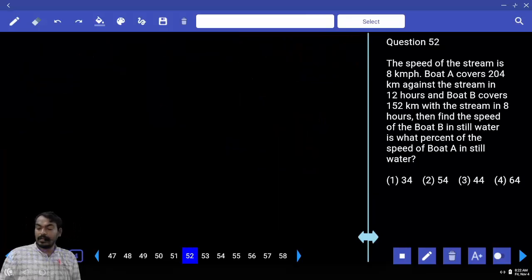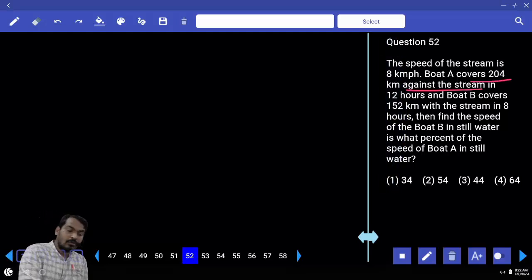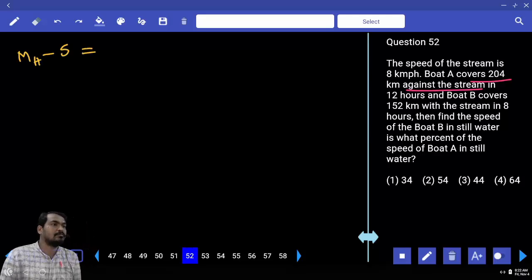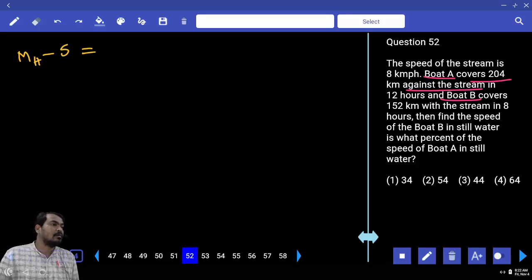First of all, boat A covers 204 kilometers against or along? Against. Upstream or downstream? Upstream. What is the upstream speed? MA or MB? MA minus S or no? What is the upstream speed? M minus S or M plus S? M minus S. Two different boats or same boats?